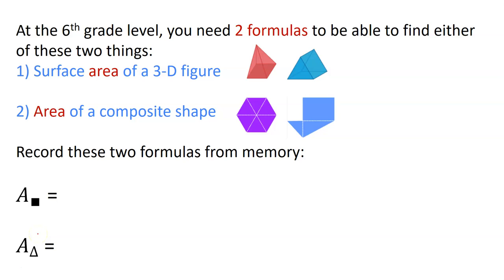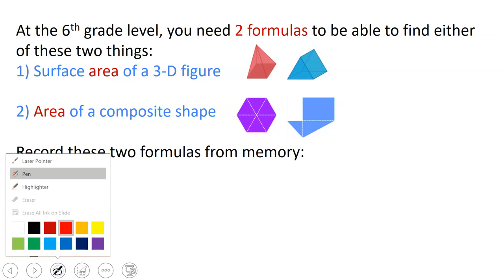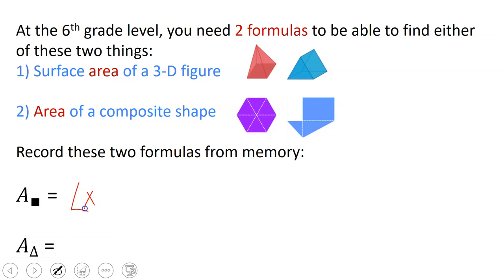So let's go ahead and record the area formula for a rectangle. The formula to find the area of a rectangle is length times width. And then the formula for finding the area of a triangle is base multiplied by height divided by 2.